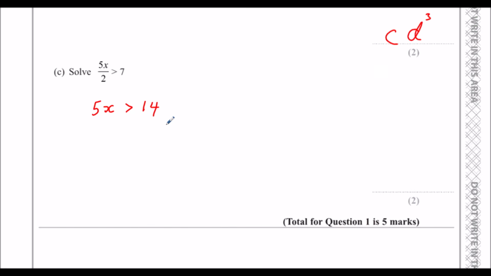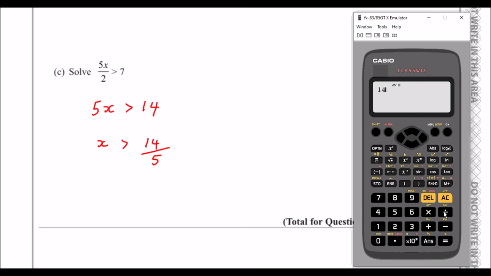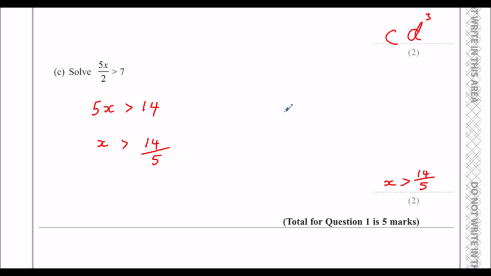Now x is multiplied by 5. We do the opposite of multiplying by 5, which is dividing by 5. So divide both sides by 5. And that gives us x is bigger than 14 fifths. If we want to change it to a decimal, we can. It's 2.8. But we don't have to. I'm going to leave it as x is bigger than 14 fifths.